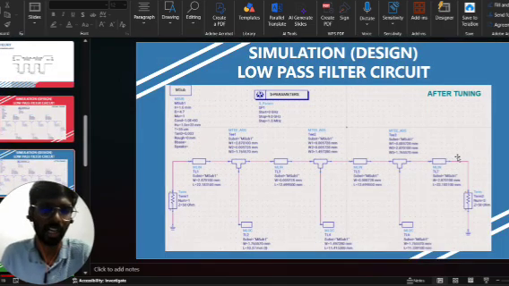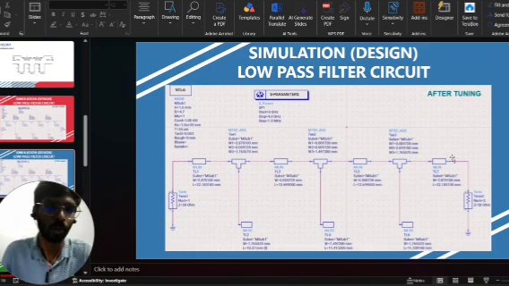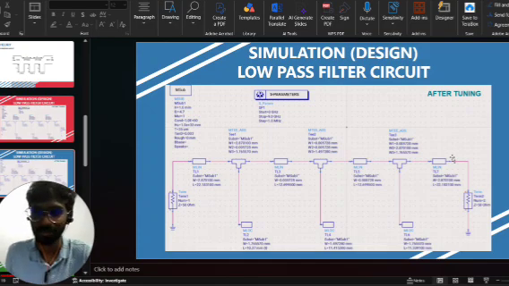So here is the schematic after the tuning. To improve the filter performance, we used the ADS tuning feature, and only the lengths of the transmission lines and open stubs were adjusted while maintaining their characteristic impedance. This compensates for discontinuities, fringing fields, and substrate losses.